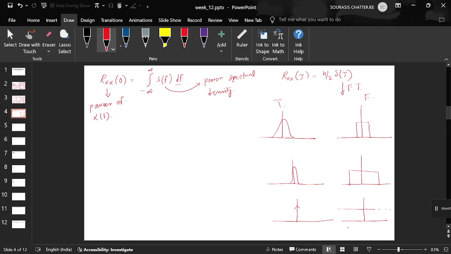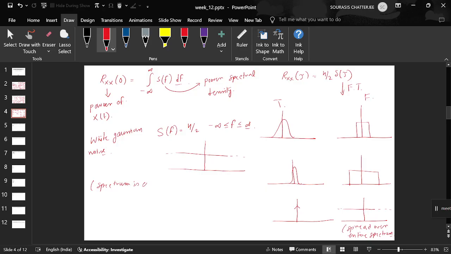I'm not able to show that here. So that basically means spread over the entire spectrum. So for white Gaussian noise, the power spectral density is eta over 2 for frequency ranging from minus infinity to infinity. That means it can be drawn something like this. So you can see that the spectrum is constant over all frequency.